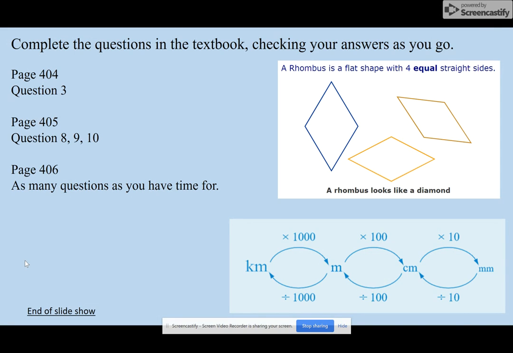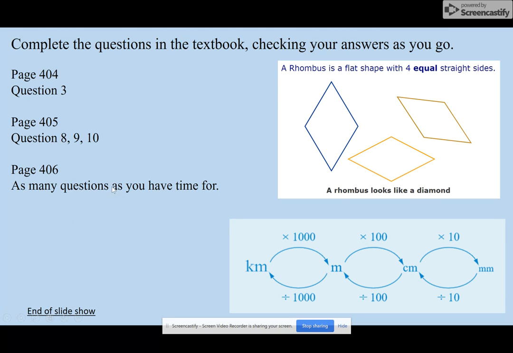All right, so there's a bunch of questions in the textbook. I want you to start at page 404 on question 3, then move on to page 405. I don't know why I'm reading this off the screen. You can do that for yourself.